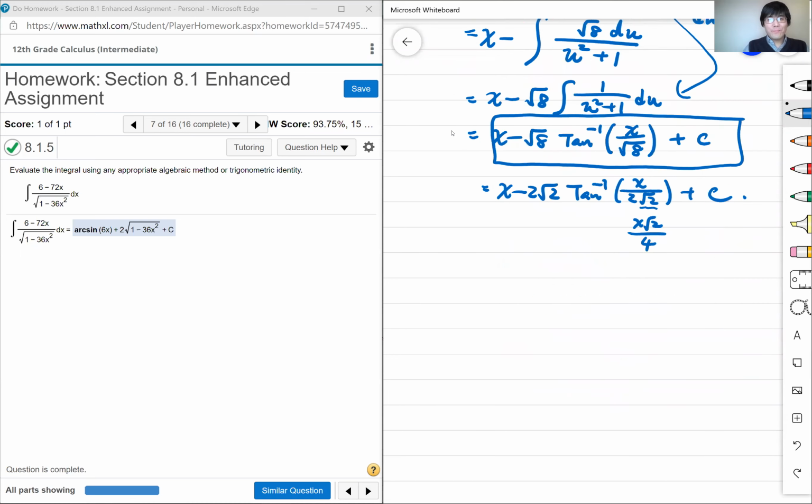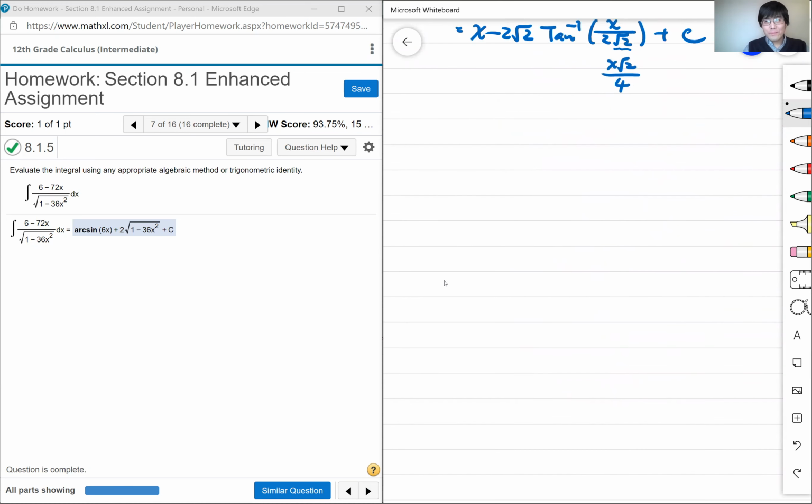Okay, next one. Number 7. Integral of 6 minus 72x over square root of 1 minus 36x squared dx. Well, do you see that the derivative of the inside here is equal to this? So that's nice, but you have some extras here.